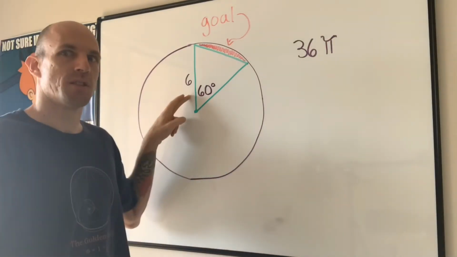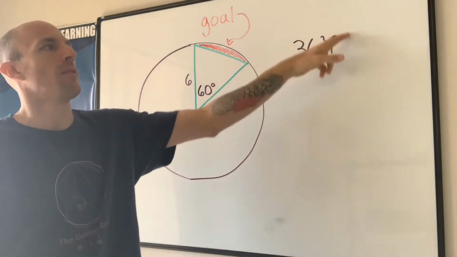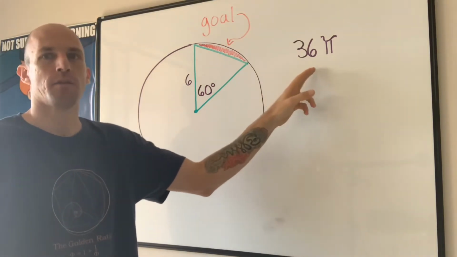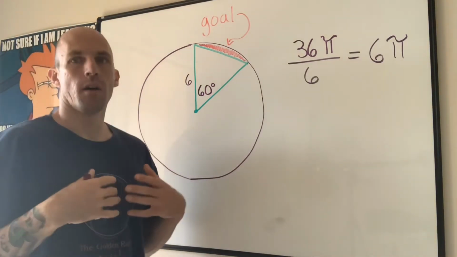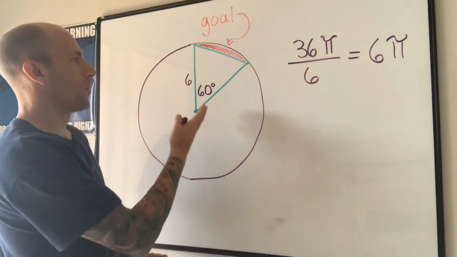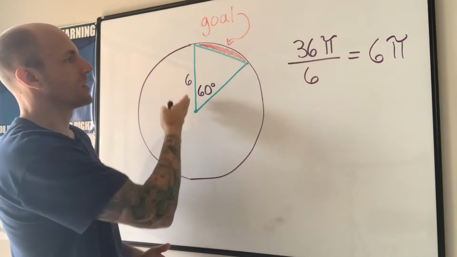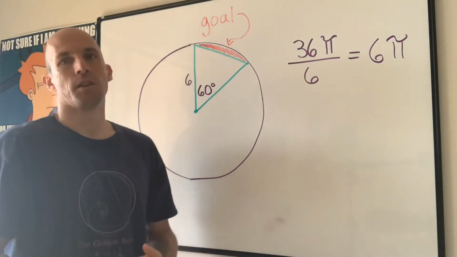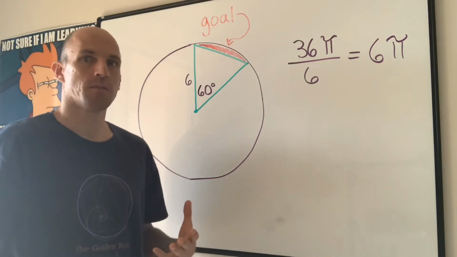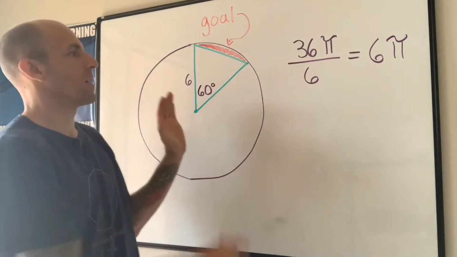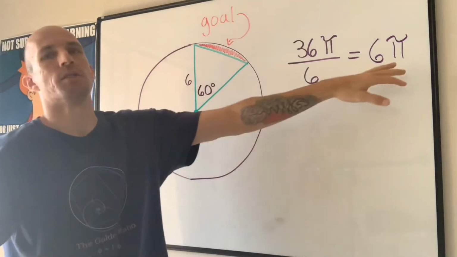Our radius is 6, so the area of the entire circle is 36 pi. That's pi r squared. 6 squared is 36. There are 360 degrees in the circle, and we're asked about a 60-degree slice of the circle, or a wedge. 60 degrees is exactly 1/6 of 360. So dividing by 6, the area of this wedge of the circle is 6 pi.